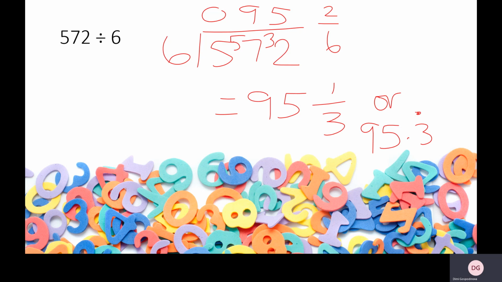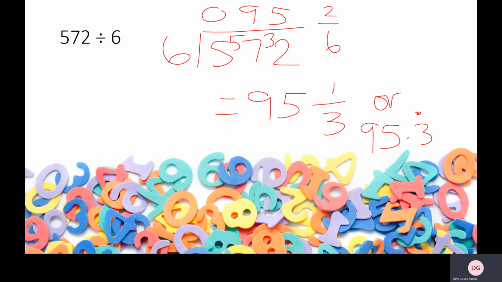6 doesn't go into 5, so 6 goes into 57 9 times. 9 times 6 is 54. This is why there is 3 left over. 32, 6 goes into 32 5 times. And because we have 2 left over, we could record the answer as 2/6, because 2 is the remainder and 6 we divide by, so that forms a fraction.